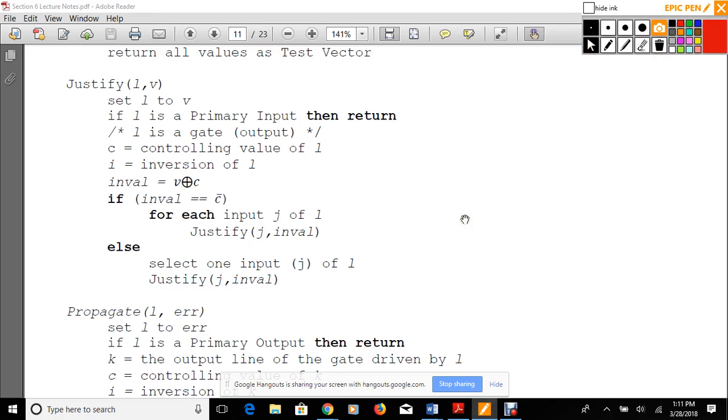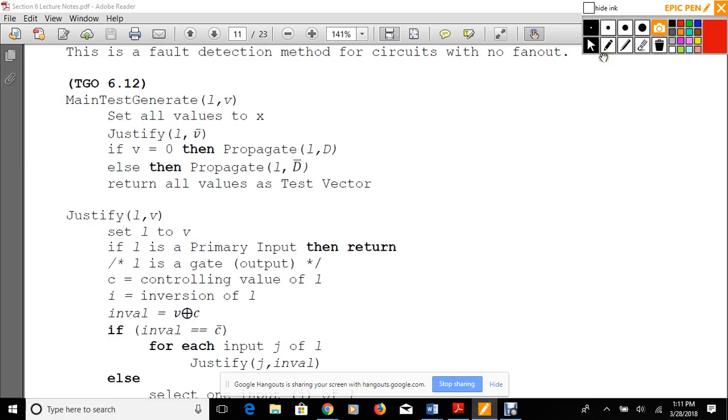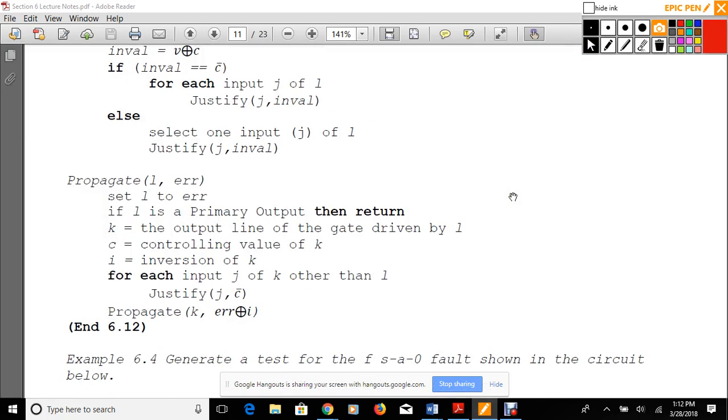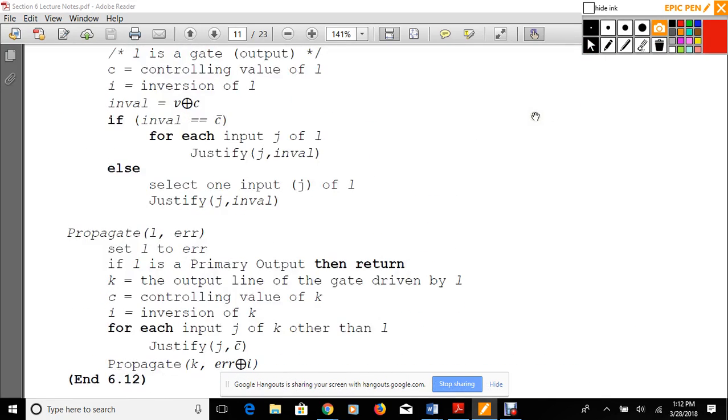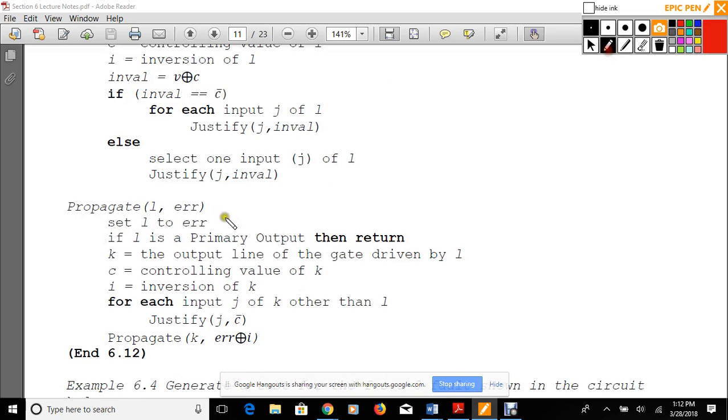Otherwise, if we had the situation I just described with the OR, select one input J and justify invalid. We're going to be working through a clearer example where I have the algorithm next to the actual circuit. So if V is equal to 0, then we want to propagate the line and D. Otherwise, we want to propagate D bar. And propagate means we're trying to push the L to the output. So let's say we're passing D here, right? D, we're going to set the line equal to the error.